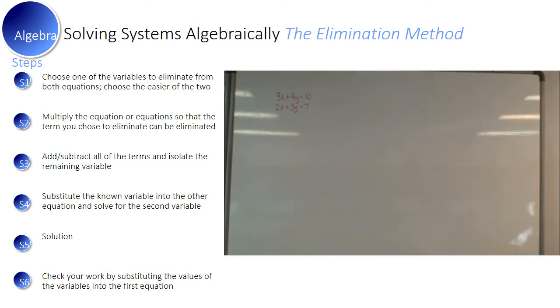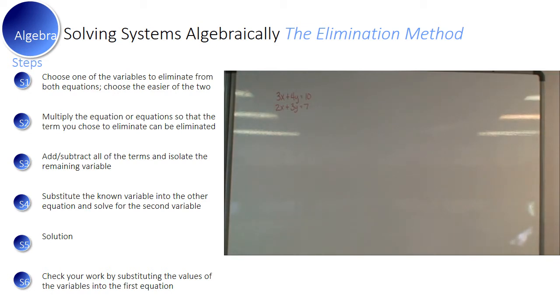In this section, we're going to solve systems algebraically using the elimination method. The first step in order to solve this with the elimination method is to take a look at our variables. We have a 3x and a 2x. We also have a 4y and a 3y. In order to eliminate, we need to make the coefficients of one of the variables opposites. So in order to do that, we take a look at the 3x and the 2x.